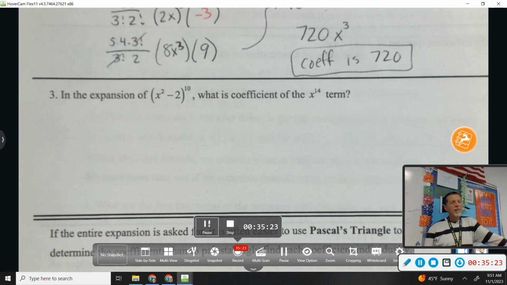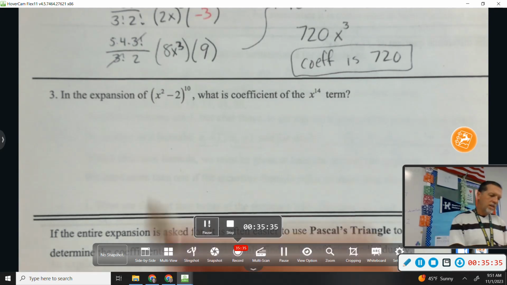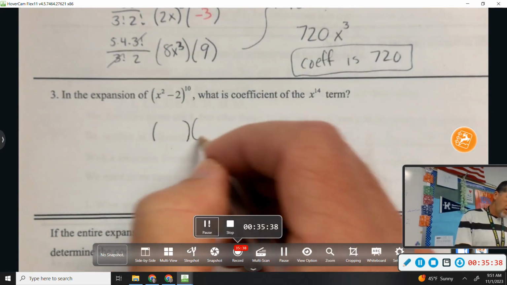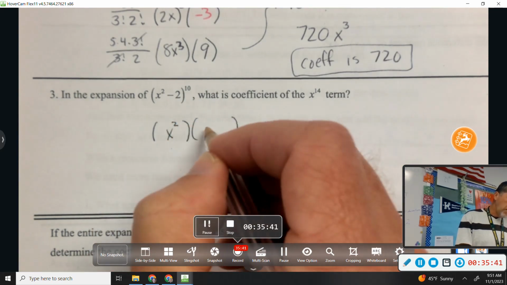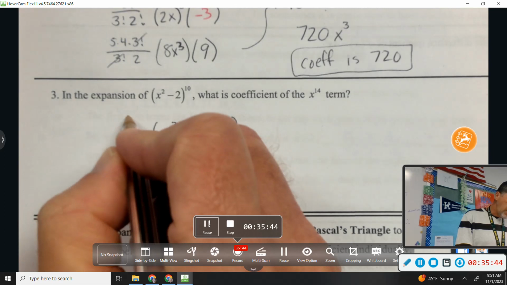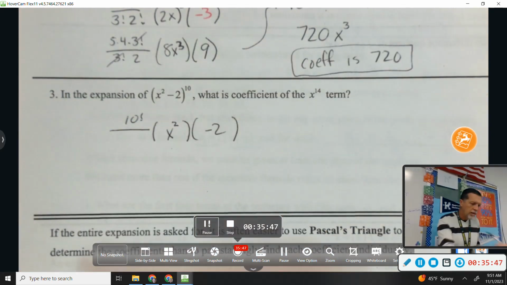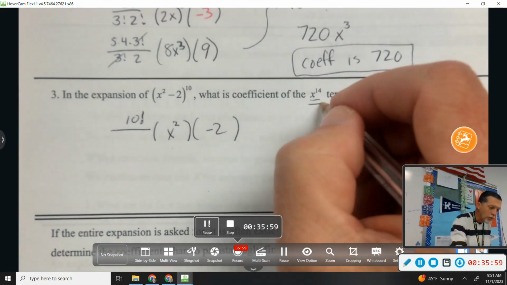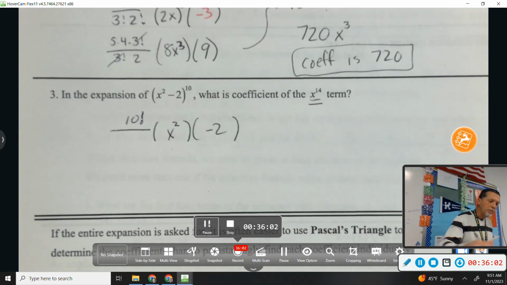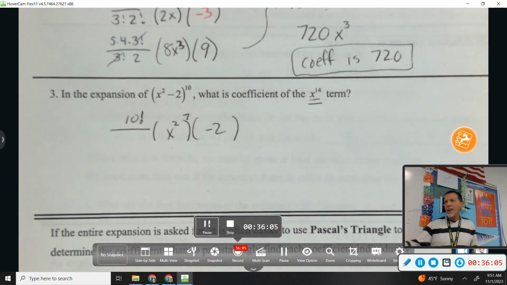Number 3. In the expansion of x squared minus 2 to the 10th, what is the coefficient of the x to the 14th term? Okay, so I'm going to have x squared to some power, negative 2 to some power, and then 10 factorial over those two powers, whatever they are. This is a little bit tricky here. Would it be x squared to the 14th? Well, I want my answer to have x to the 14th in it. So that needs to be a 7 right there in order to get the x to the 14th.